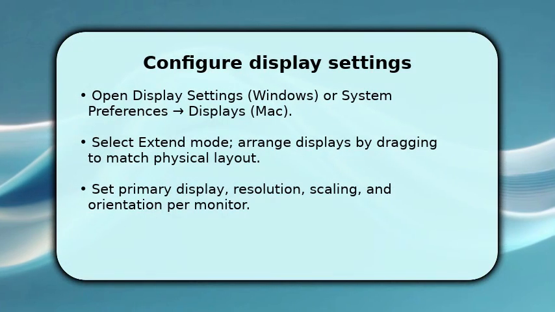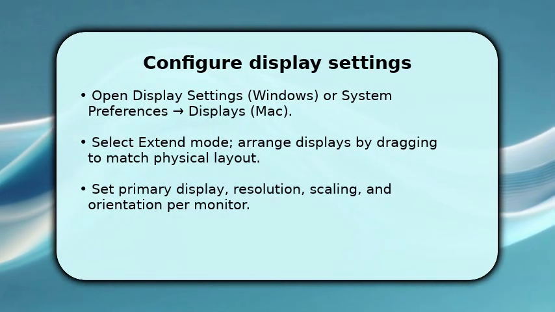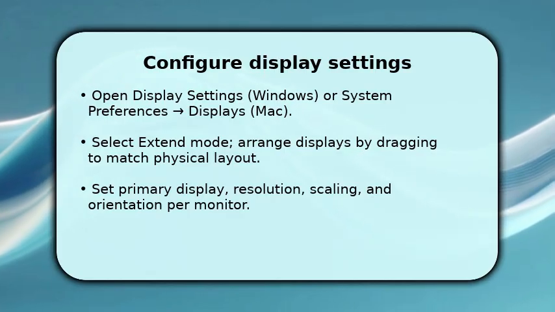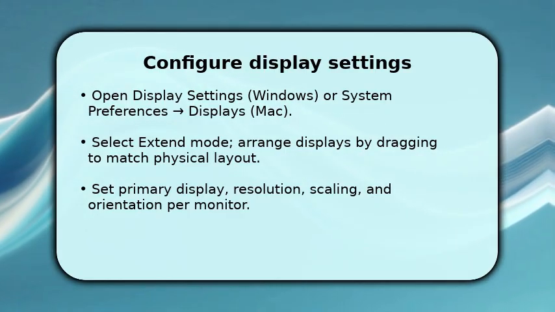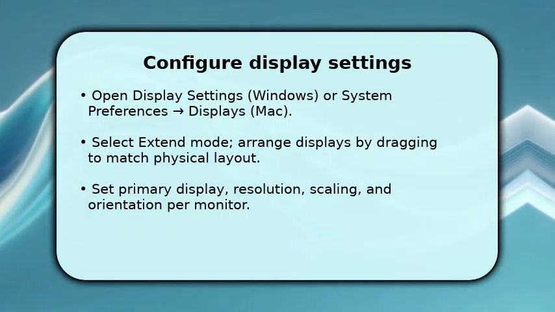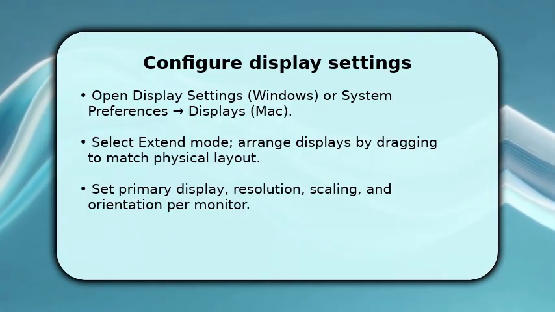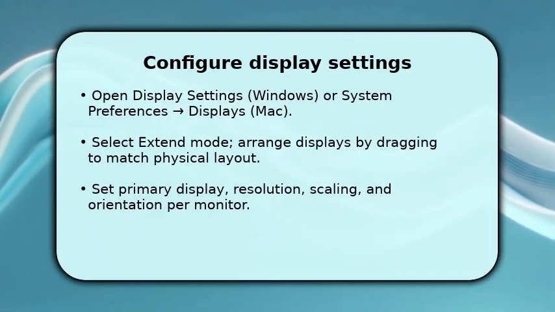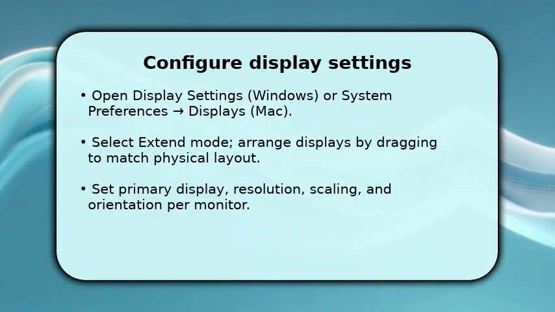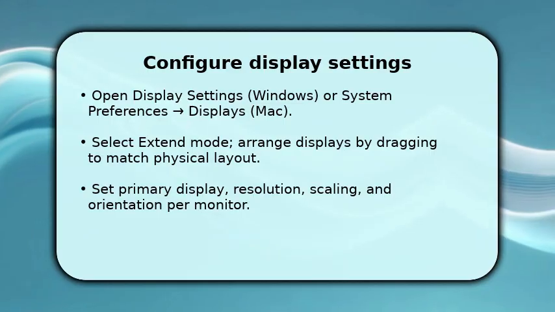You'll now adjust software so the screens work independently. On Windows, open Display Settings. On Mac, go to System Preferences, right arrow Displays. Select Extend to use each monitor as separate workspace, not mirror. Drag the virtual screens to match their physical positions so the cursor moves naturally between them.